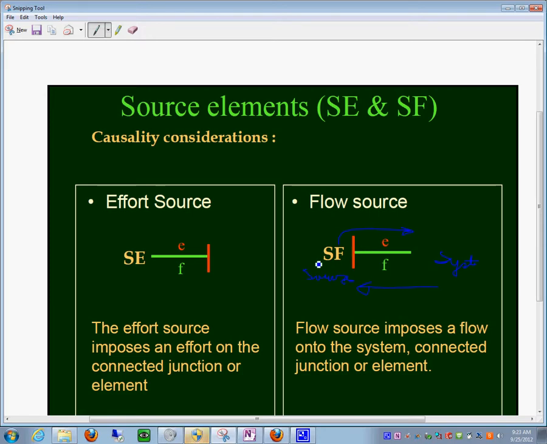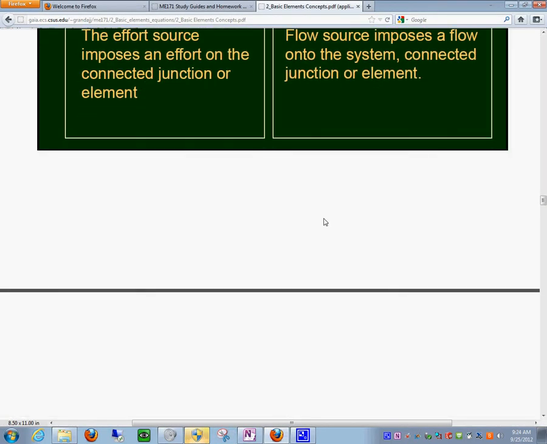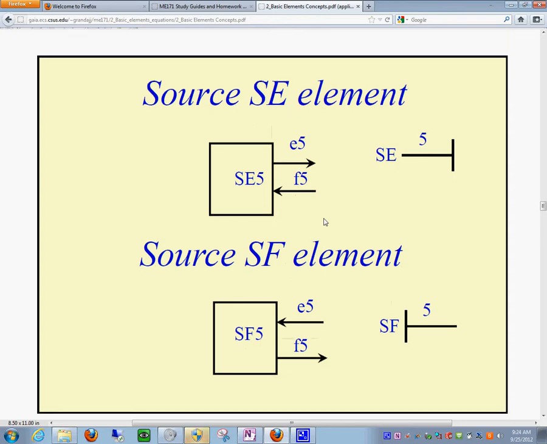So that's why you see that the causal mark is going away from the source of effort, but it's the other way when it's in the source of flow. So that's important to keep in mind. So let's go down here. If we represent this source effort as a block diagram, this is what you would get. Or if you represent it as a bond graph model, this is what you'll get.